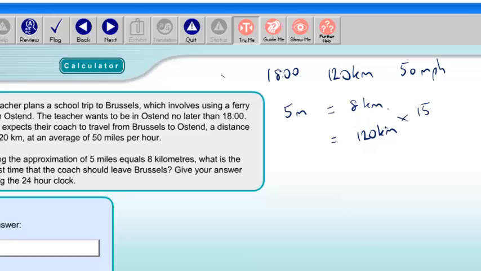So we have to match what we've done on this side of the equation to this side. So we multiply by 15 on this side. 5 times 15 is 75 miles. So now we know that 75 miles is 120 kilometers. So now we can start to really break into this question.